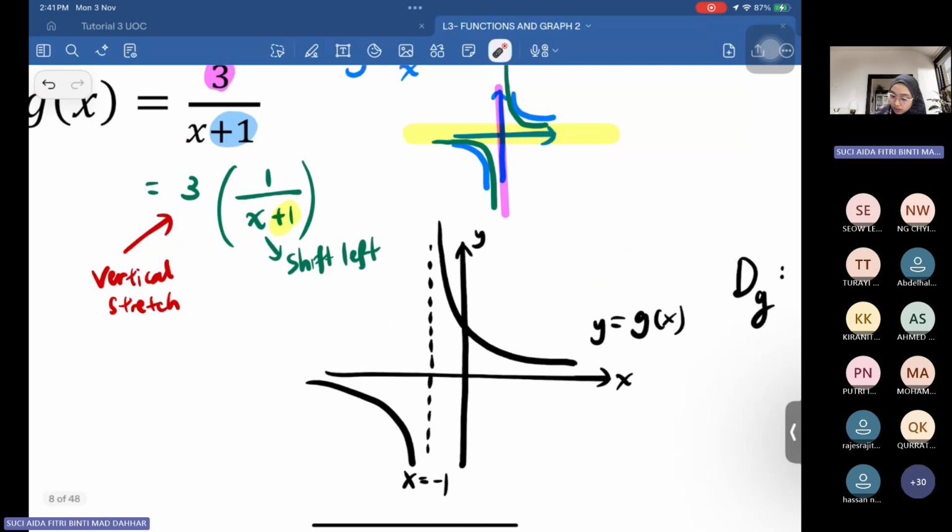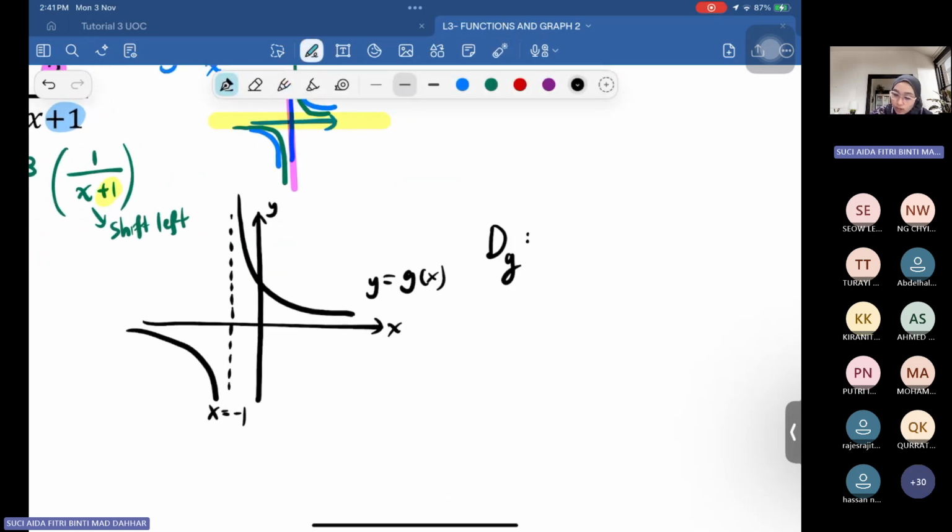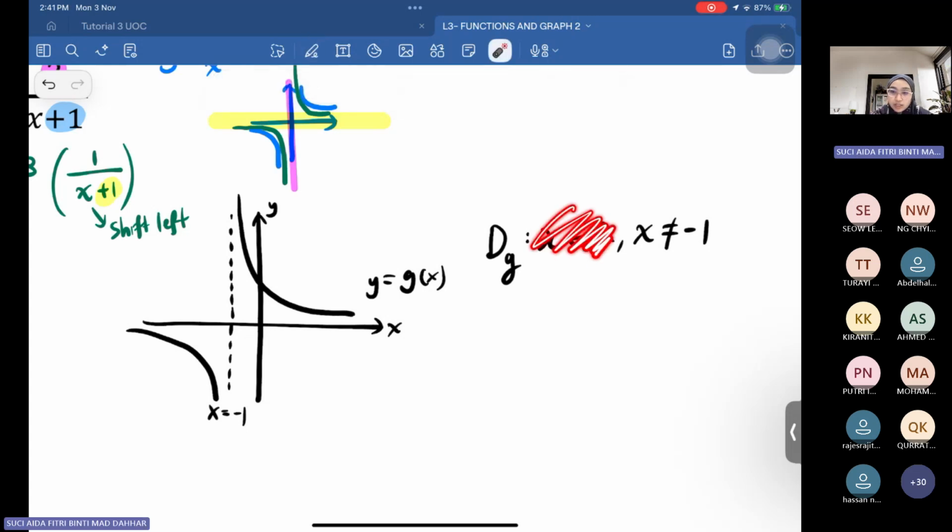This is why this becomes the asymptote. The x value that you cannot take, that is our asymptote. So how do you write? You can write that your x is all real number except, it is not -1. Sometimes if you don't write this, it's understood. If you just write this, it's already understood that it could be any real number as long as it's not -1. That is our domain.